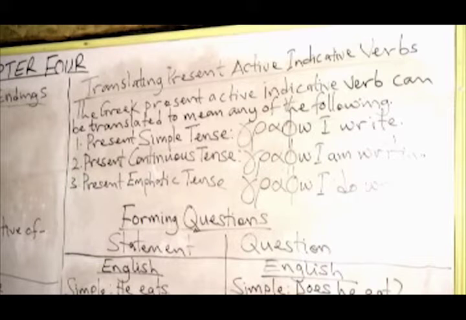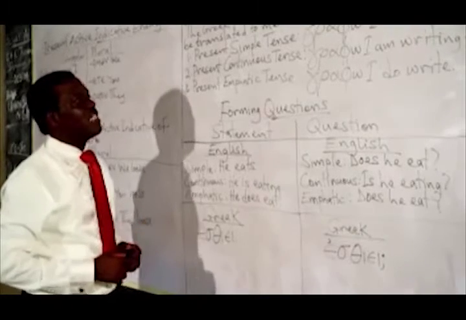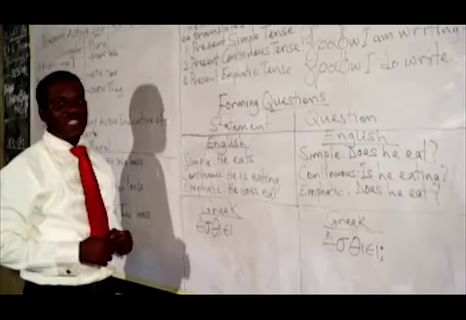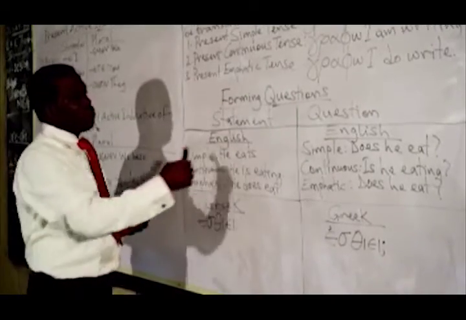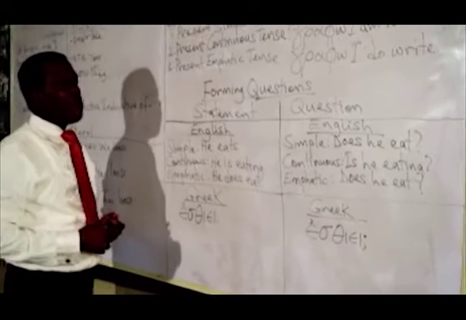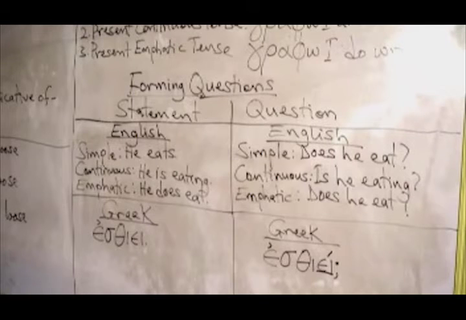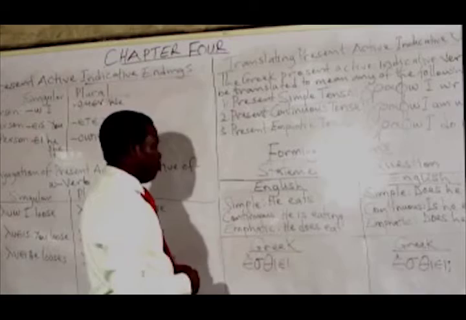So depending on the context, a present active indicative verb can be translated as present simple tense, present continuous tense, and present emphatic tense. Now we look at statements and come to the formation of questions. Here we have our statement and question. We look at English and Greek. I will look at English in the three ways that it can be translated.